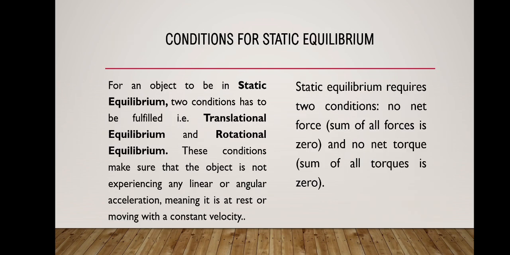So there are conditions for static equilibrium. For an object to be in static equilibrium, two conditions must be met. First, there should be no net force, meaning all the forces cancel out. Second, there should be no net torque, so the object doesn't rotate. When both are true, the object stays completely at rest. What are the two conditions of static equilibrium? The answer is no net force and no net torque.